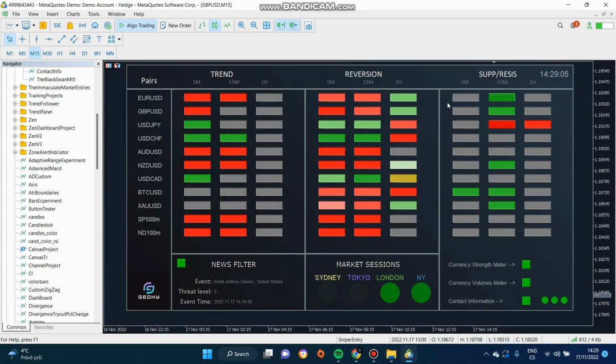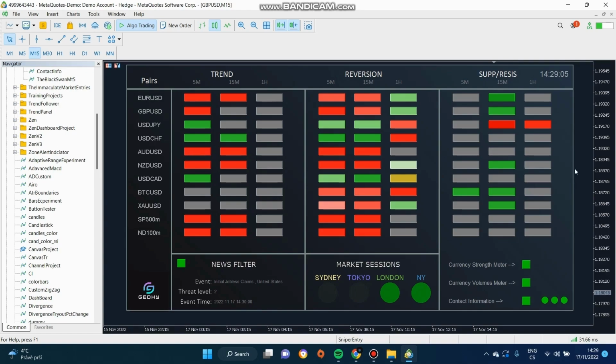Now I'm going to discuss the last indicator that comes with the SWAN trading panel, and that being the support and resistance indicator located right here. As we all know, the support and resistance areas are the building block of successful price action trading. Therefore, it's extremely important to know when and where these areas occur.